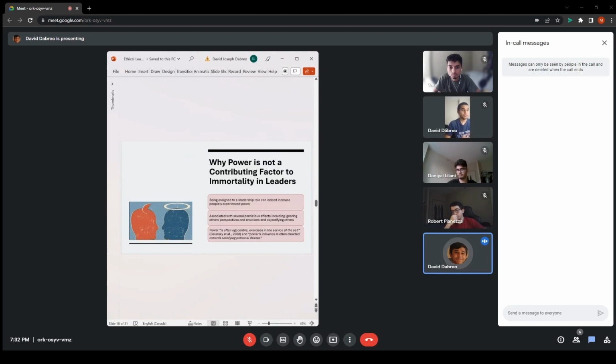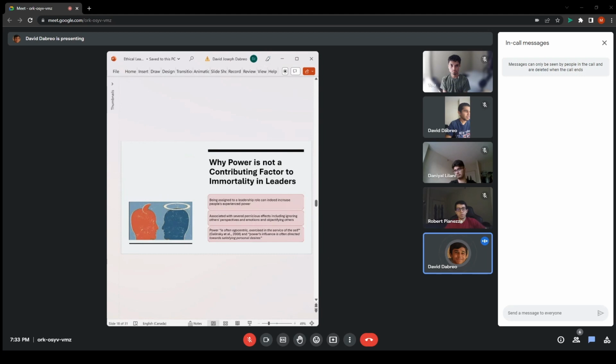The researchers also set out to establish why power is not a contributing factor to immorality in leaders. Their theory was that power is associated with many negative effects, such as ignoring other people and objectifying people. But they also said that these effects were associated with self-interest, which is contrary to the effect of a leader's social role on unethical behavior, because the leader's role is to exert influence in the service of collective goals. So that is the way they isolated the factor of power from that of a leader's goals.